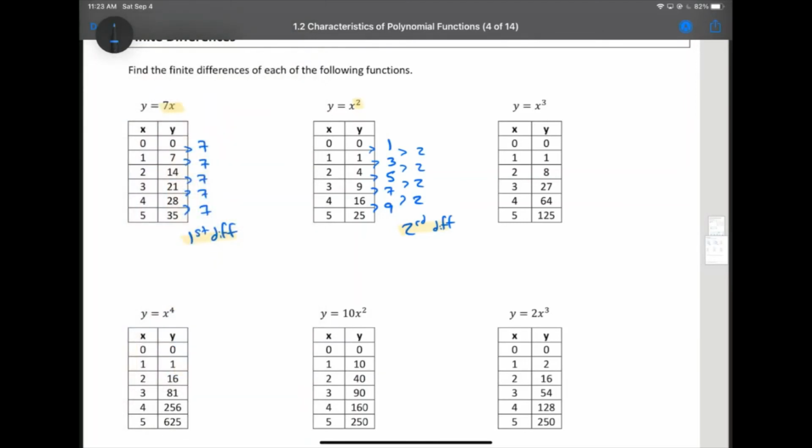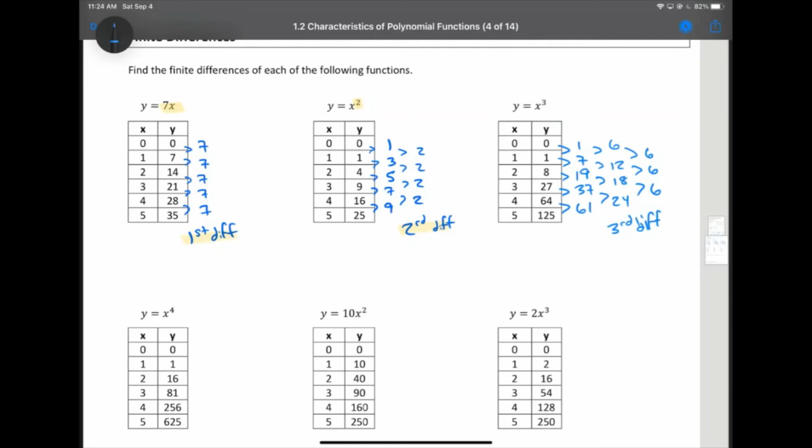All right, y equals x cubed. Let's see what these ones go up by. I think they go up by 1, 7, 19, 37, and 61. That's the first differences. Second differences go up by 6, 12, 18, 24. And then our third differences go up by 6, 6, and 6. So we get a constant when we get to our third difference.